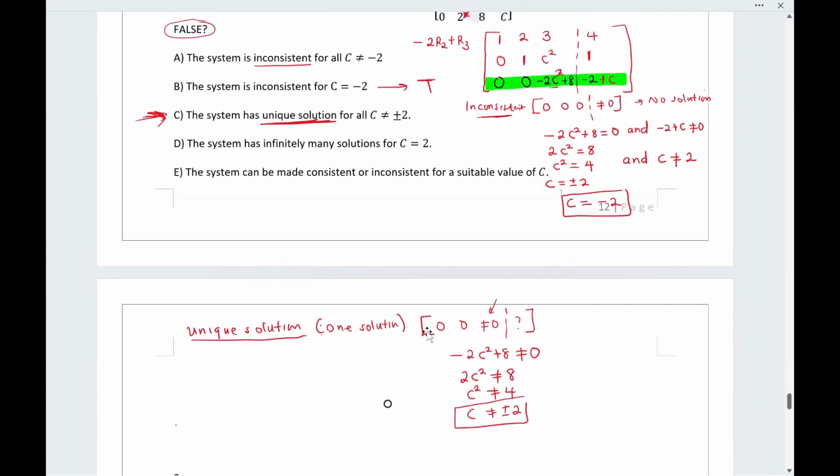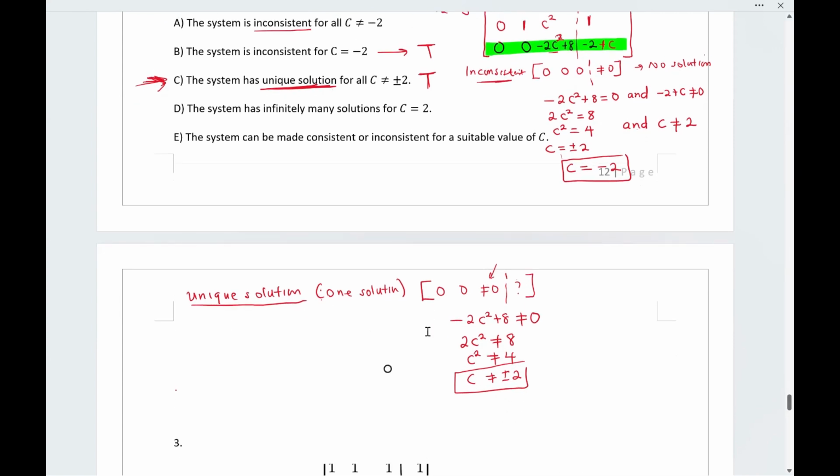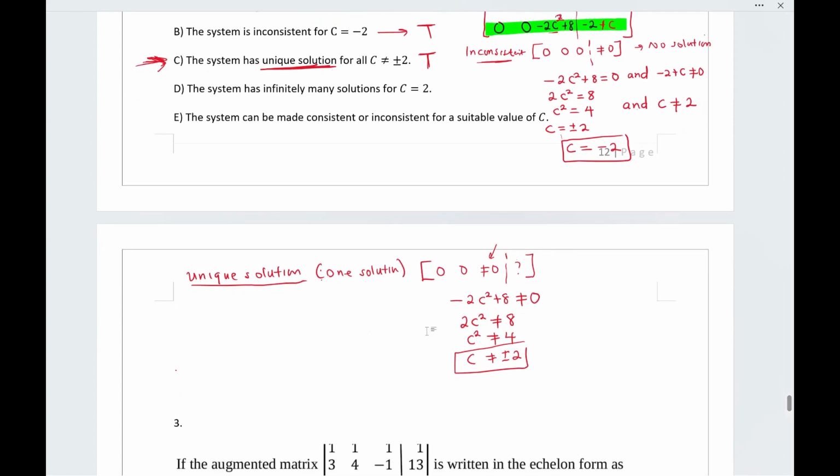And you can see that this is true. So you can see this is still true because the system has a unique solution for all c not equal to plus or minus 2. This is a true statement. But remember, we're interested in the one that is false. Now let's see D. The system has infinitely many solutions for c equal to 2. Now, how do you check infinitely many solutions?